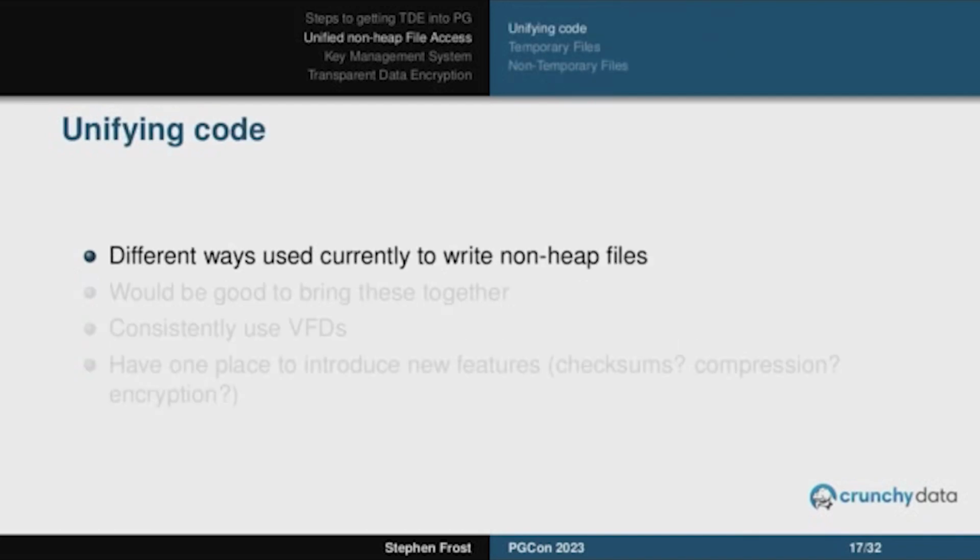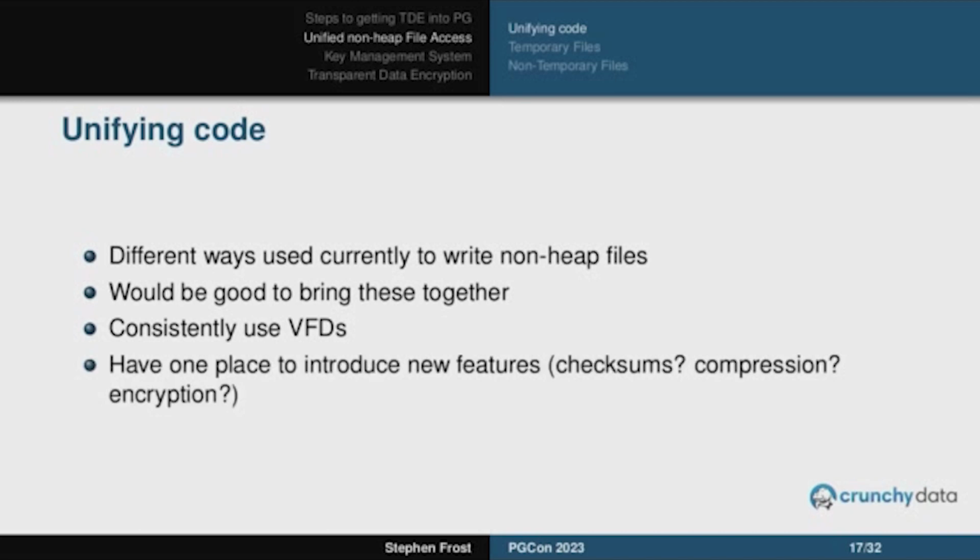All right, moving on to access for temporary files, access for non-heap, non-index. We have a few different ways today that are being used for writing non-heap files, and it'd be great to bring those all together, make sure they're all consistently using VFDs, because some of them weren't until more recently. And that would then also give us one place to introduce new features, which doesn't have to be encryption, right? It could be checksums, maybe it could be compression, right? But also hopefully encryption.